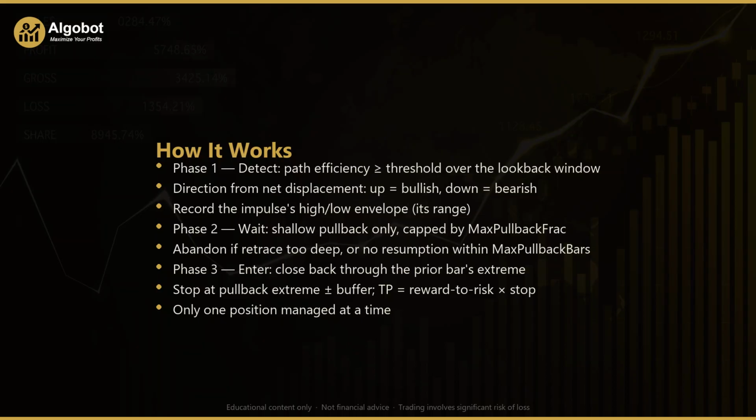Risk is taken straight from structure. The stop loss is placed at the pullback extreme, the lowest low for a long, or the highest high for a short, then pushed a little further out by a buffer sized from the impulse range and controlled by the stop buffer fraction.